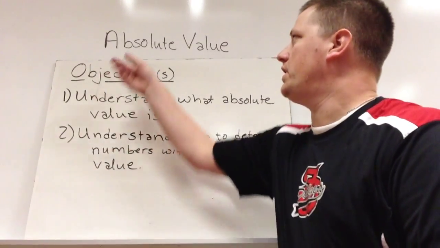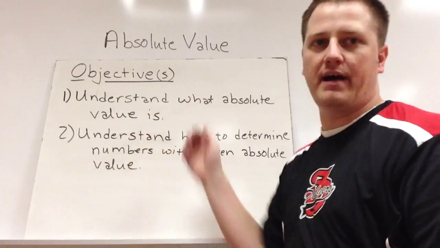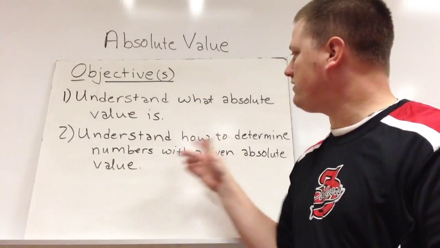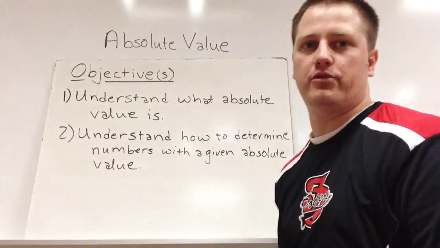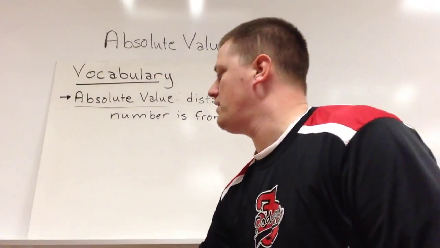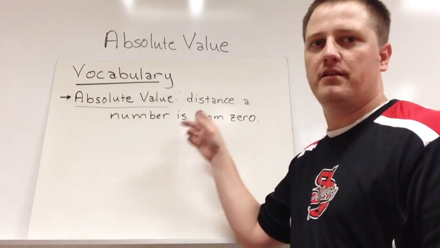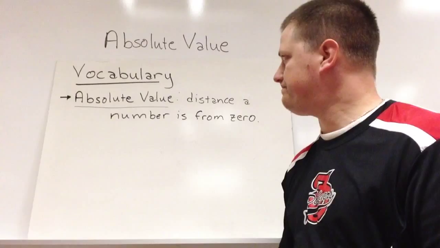In this lesson, we're going to look at absolute value. Our objectives are to understand what absolute value is, and to understand how to determine numbers with a given absolute value. Our vocabulary is absolute value: the distance a number is from zero.